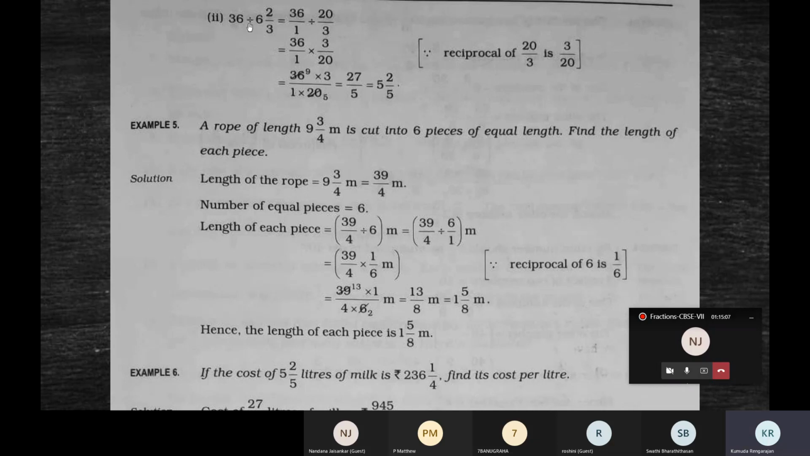36 is 36 by 1. The division sign as it is. 6 2 by 3 is a mixed fraction. Write it as an improper fraction like this. Now in the next step, write the first fraction 36 by 1 as it is. Division becomes multiplication. Write the reciprocal of the second fraction 20 by 3. The reciprocal of 20 by 3 is 3 by 20.